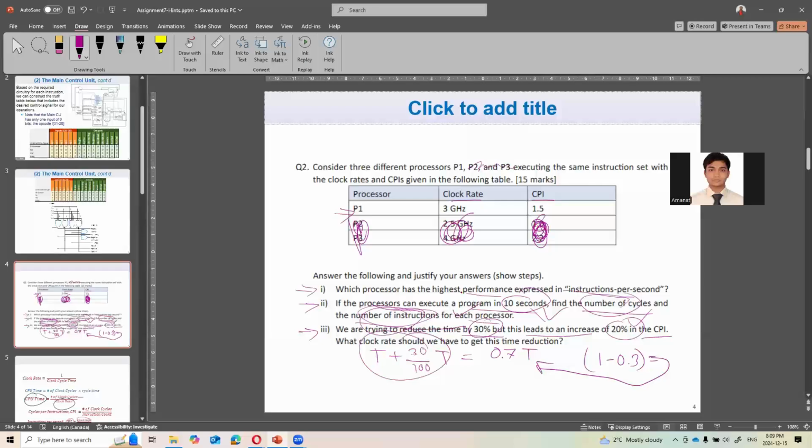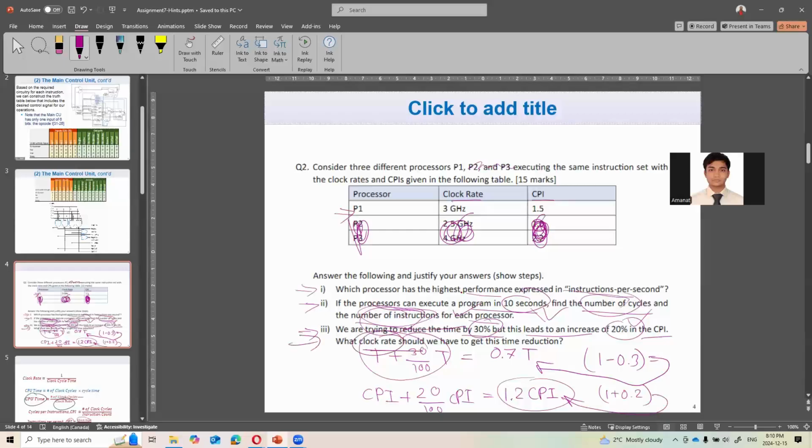And similarly, for the 20% increase of CPI, you can do it this way: current CPI plus 20% of CPI, or you can directly write it as 1.2 CPI. The new CPI is found by 1 plus 0.2, so a 20% increase. We'll use these values to answer the third question.